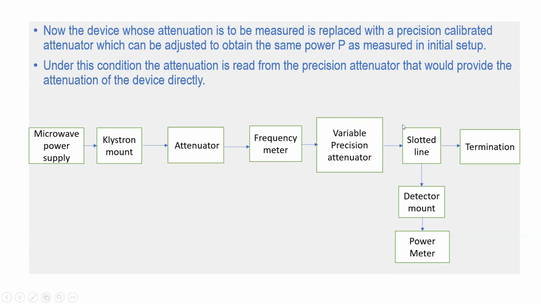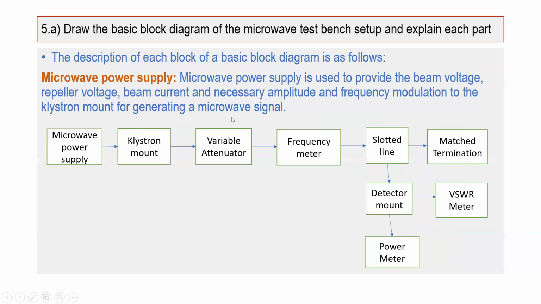Previously, we have got a value for power. Now we'll be varying this variable attenuation value so that we can obtain the previous power value. Under this condition, the attenuation is read from the precision attenuator, which would provide the attenuation of the device directly. At the power that is required, we can observe the value from the attenuator and take it down as the attenuation which occurred in the previous case.